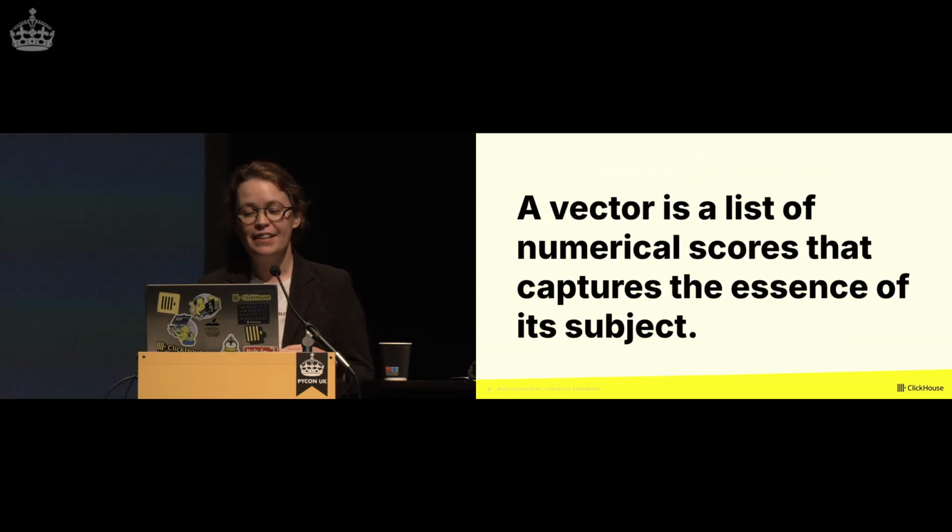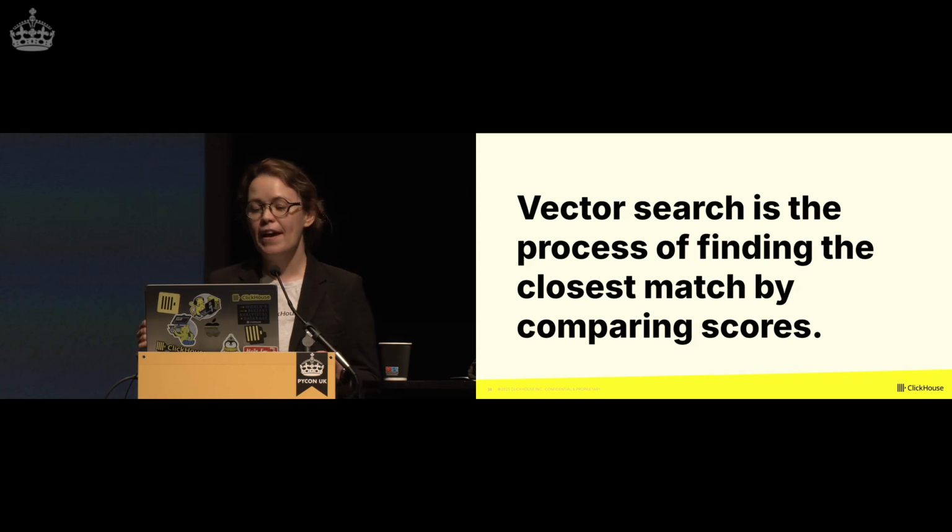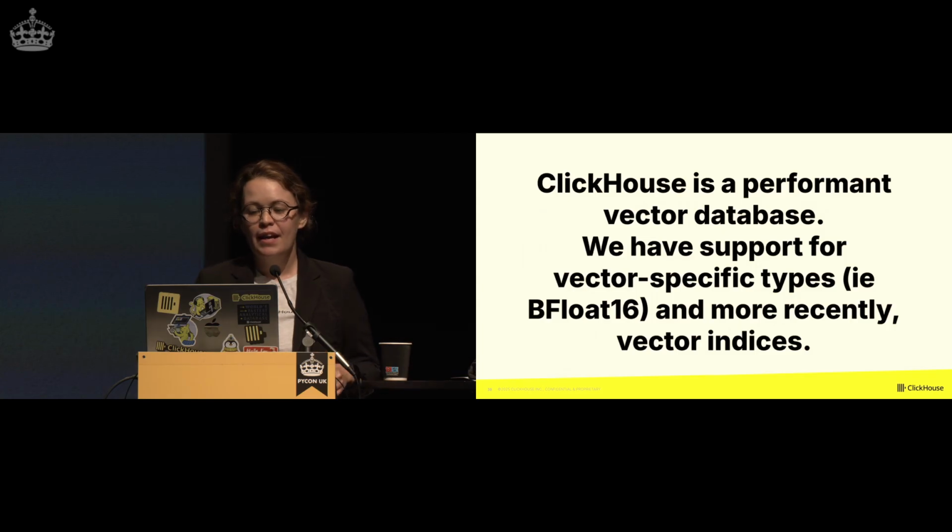And this is what a vector is. A list of numerical scores that captures the essence of its subject. And vector search is simply the process of finding the closest match by comparing those scores. ClickHouse is a performant vector database. We also support vector-specific types, and more recently, as of last month, I believe, powerful vector indices to make searches fast.